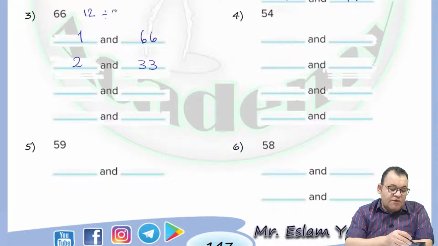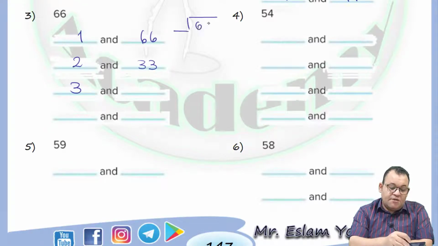Can we divide 12 by 3? 12 is divisible by 3. So this number is divisible by 3. We can divide it by 3. It means 3 is one of its factors. So we just use long division to find it.